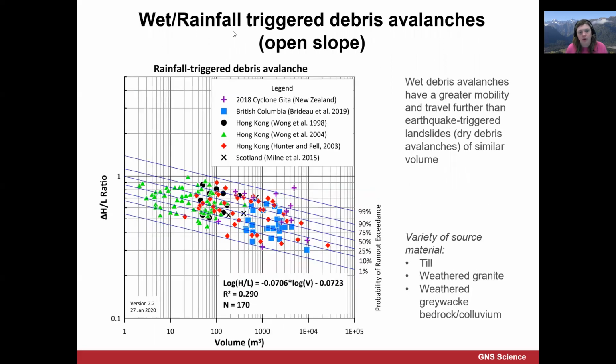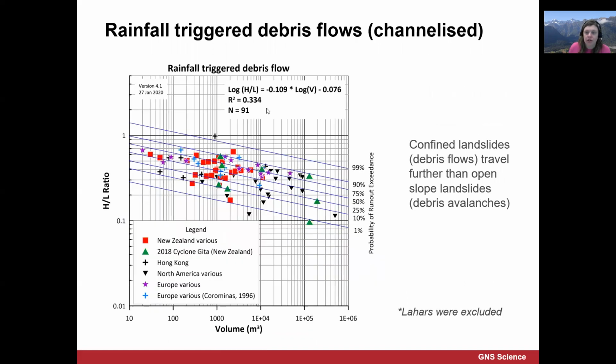We also compiled data on wet or rainfall triggered open slope debris avalanches from around the world for a variety of source materials. So for till, for wetted granite in Hong Kong, and for wetted greywacke and bedrock alluvium in New Zealand. And we see, if we compare with our dry or seismically triggered debris avalanches, that these wet debris avalanches have a greater mobility and travel further for similar volumes. We then did the same again for rainfall triggered debris flows. This is when we only included data that was significantly confined over its travel path, and we excluded lahars. And we see that confined landslides travel further than open slope landslides. And then again, they're wet, so they again travel further.